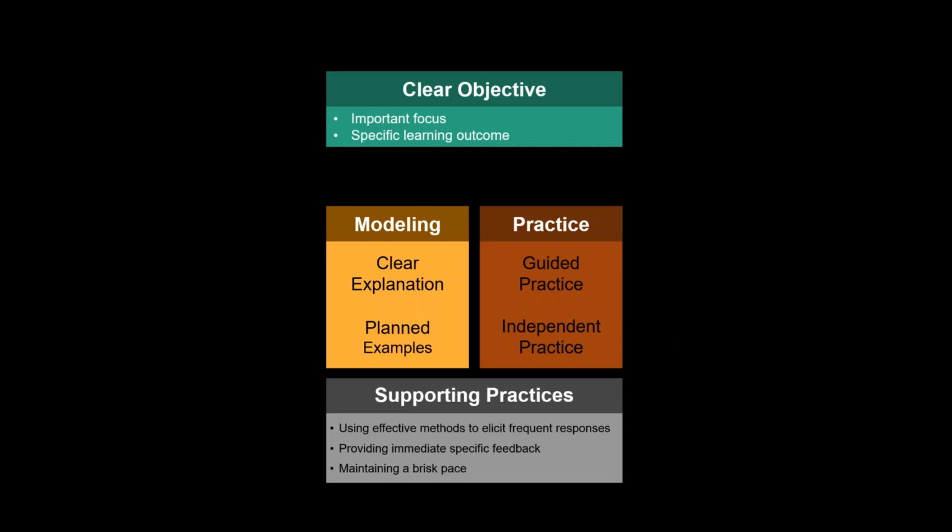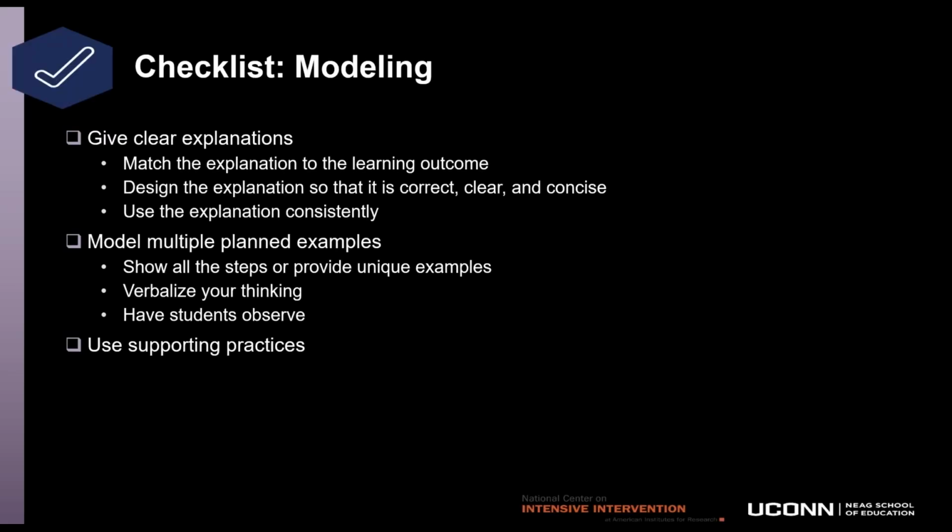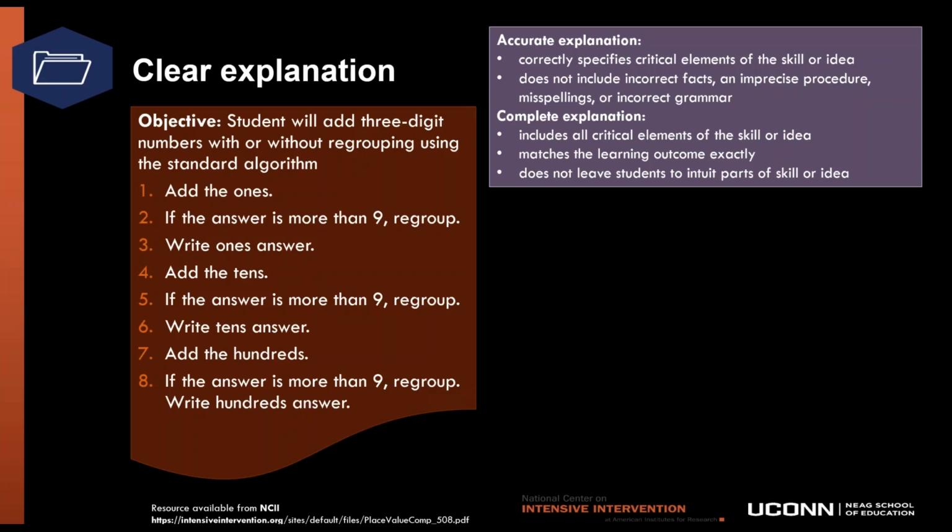So now I'll turn to one of the components of this, which is modeling. For every part of this, as I mentioned, we have a checklist that goes with it. The checklist specifies the kinds of behaviors we want to see when you, for example, give a clear explanation, model those planned examples, and then use the supporting practices underneath them. These are the things we expect you to do for modeling. I'm going to give you one example of this, which is a clear explanation. The criteria we have for a clear explanation are that it has to be accurate, meaning that it has to specify all the critical elements of what's being learned, and it doesn't include anything incorrect.